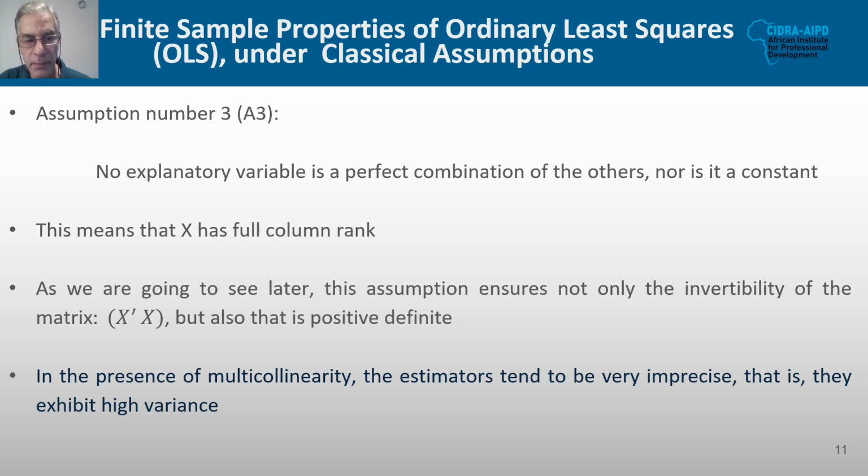Assumption number 3. No explanatory variable is a perfect combination of the others, nor is it a constant. This means that X, which is also called the design matrix, has full column rank. All columns of the matrix X are independent. As we are going to see later, this assumption ensures not only the invertibility of the matrix X transpose X, but also that it's positive definite. In the presence of multicollinearity, bear in mind that these methods tend to be very imprecise, and they exhibit high variance, and this is a serious drawback for the whole estimation process.